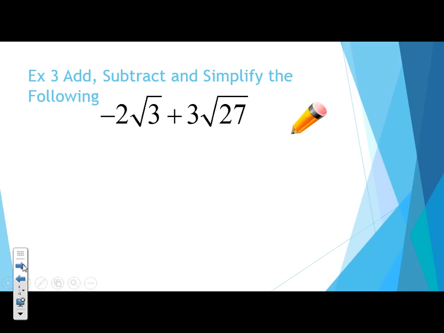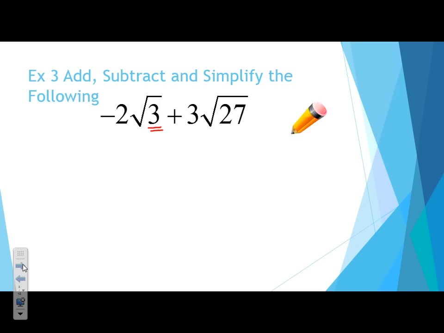Well, what happens when I read the problem and it doesn't flow like that? It's not already alike. How do we get them to be alike? Negative 2 square roots of 3 plus 3 square roots of 27. Those radicands right here are not matching. So I can't add them together the way they are right now. They're not considered like terms. So what I need to do is simplify my radicals. This is why we spent so much time simplifying them.